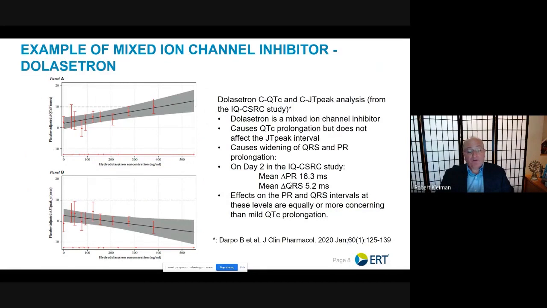But in the lower panel, we're looking instead at J to T peak. And here you see that as concentration increases, J to T peak does not increase. So this is a mixed ion channel blocker, with no JT peak increase. And in the CSRC consortium study, PR increased by 16 milliseconds and QRS increased by 5 milliseconds because dolasetron also blocks the late sodium and L-type calcium currents.